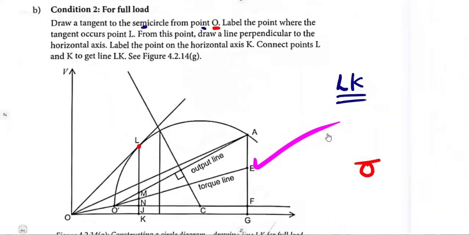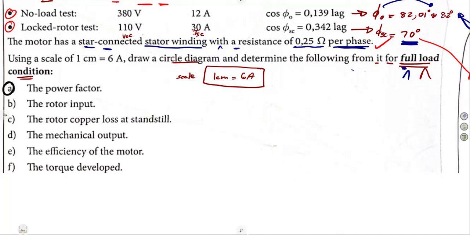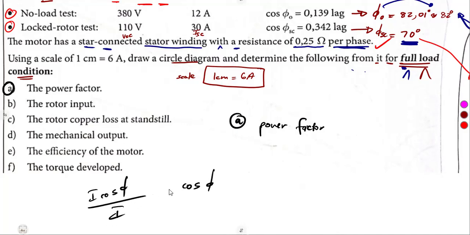So let us answer our questions. The first question, our A, was to calculate the power factor. From the formulas that we have there, we can simply get our power factor. Remember, guys, the power factor is the ratio which gives us cos phi at the end. That ratio is actually taken from I cos phi over the current. But instead of working with these, it can be taken from the line LK over OL.